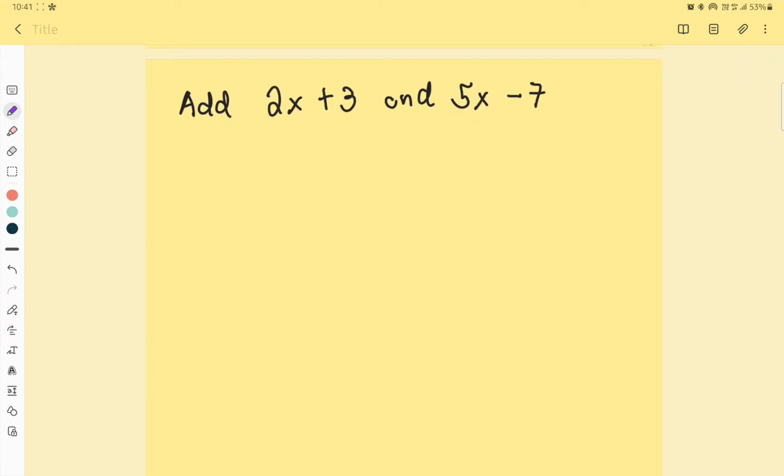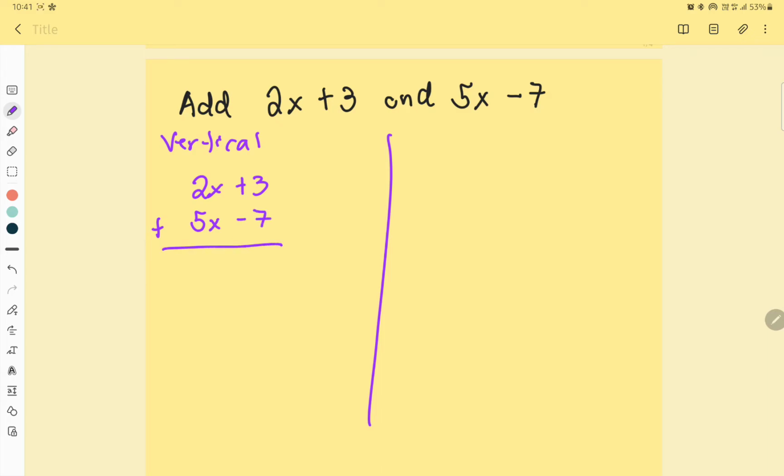There are two ways to do that. The first one is the vertical, and the other one is the horizontal. So let's go first with the vertical method. When you say vertical, you align the terms from highest to lowest degree. When you say degree, it's the exponent. So we have 2x plus 3, and then you add 5x minus 7. So the like terms are now aligned.